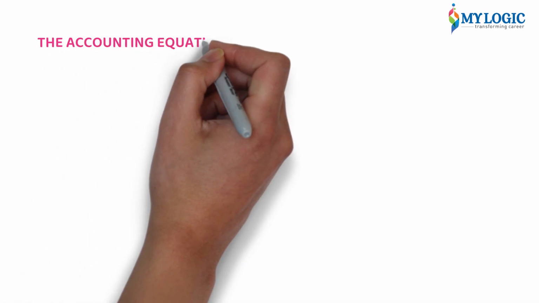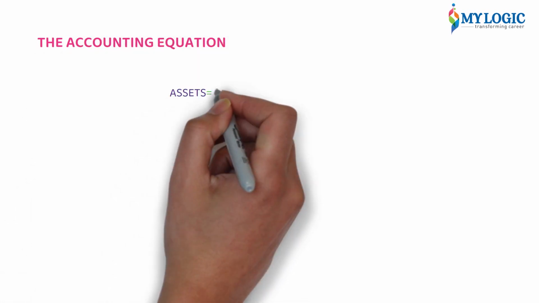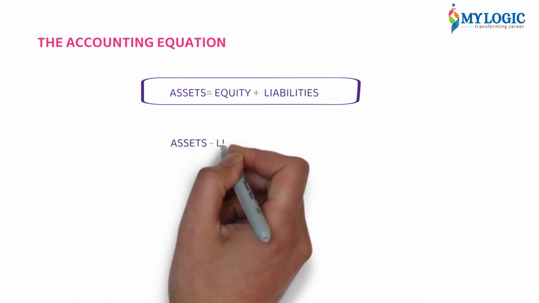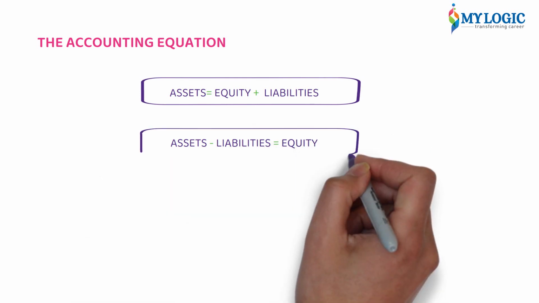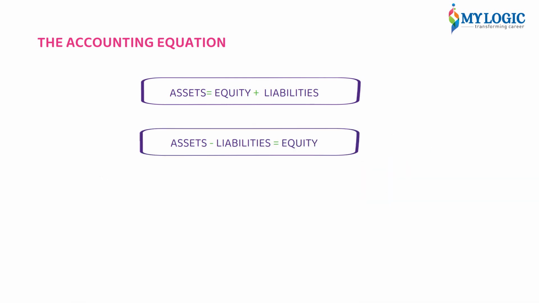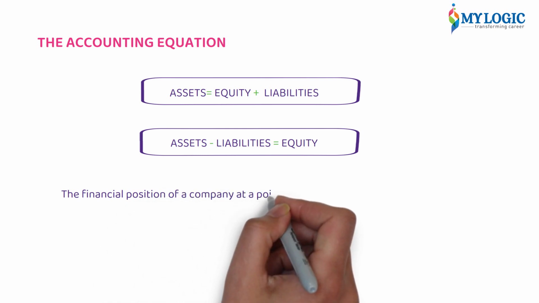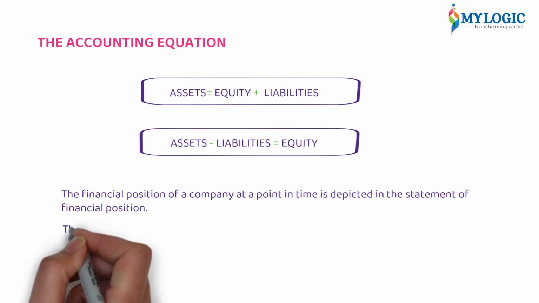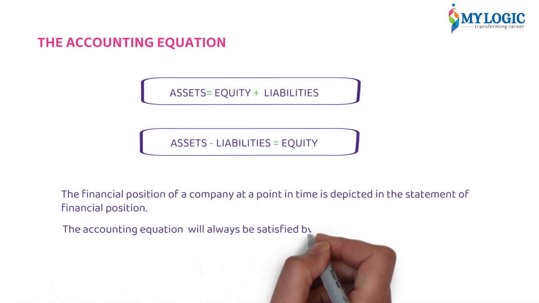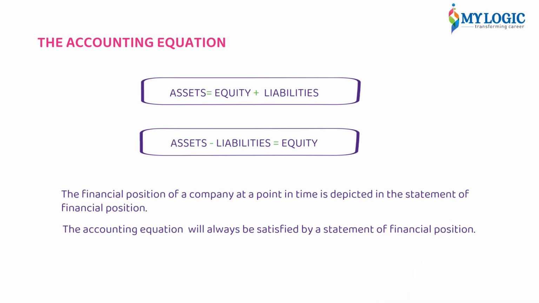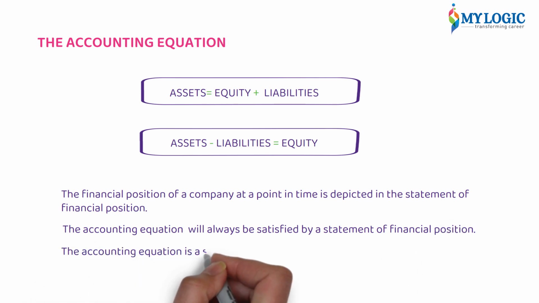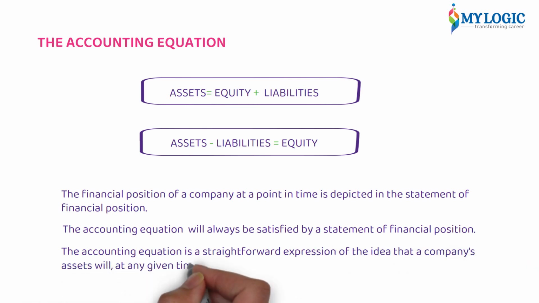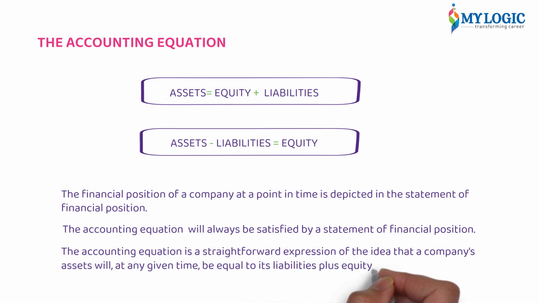The accounting equation. Assets is equal to equity plus liabilities. Assets minus liabilities is equal to equity. The financial position of a company at a point in time is depicted in the statement of financial position. The accounting equation will always be satisfied by a statement of financial position. The accounting equation is a straightforward expression of the idea that a company's assets will, at any given time, be equal to its liabilities plus equity.